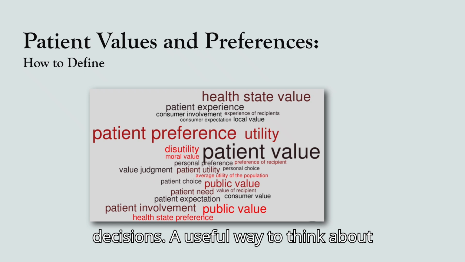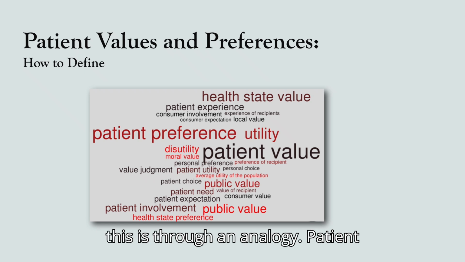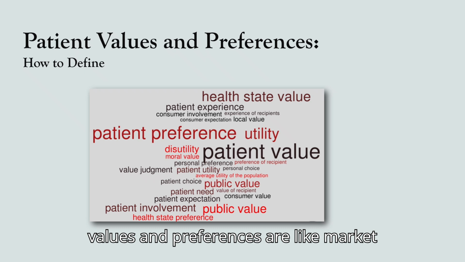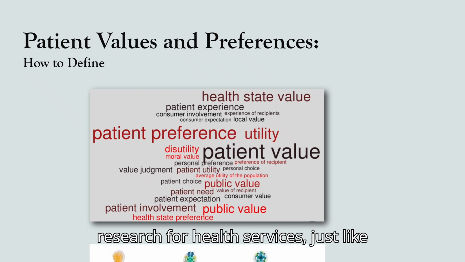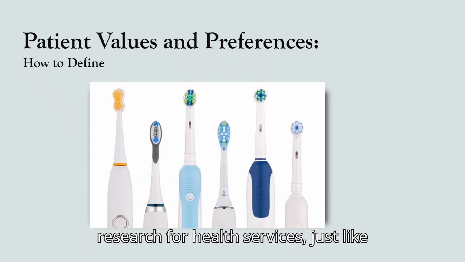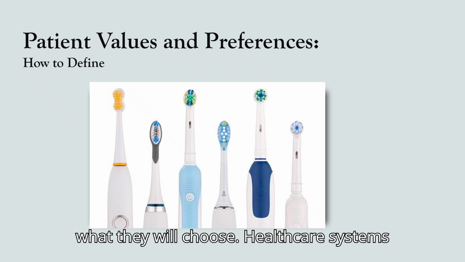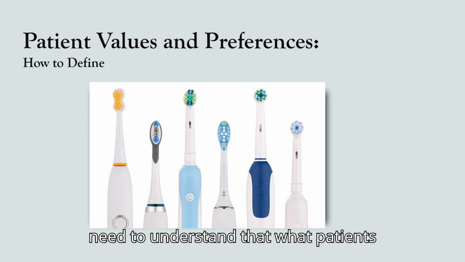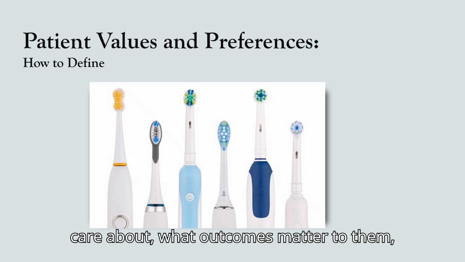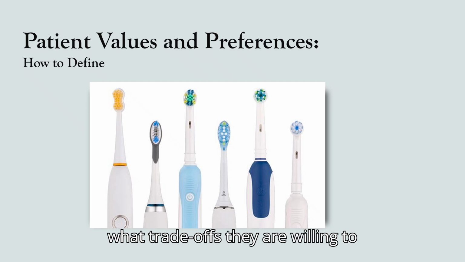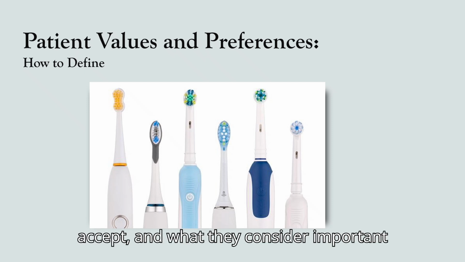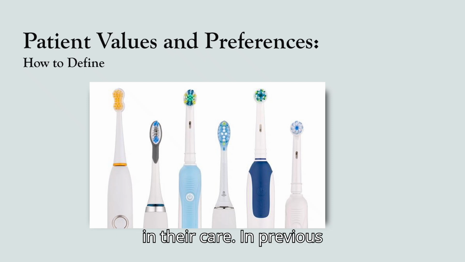A useful way to think about this is through an analogy. Patient values and preferences are like market research for health services. Just like companies want to understand what customers want, value, and expect, or what they will choose, healthcare systems need to understand what patients care about, what outcomes matter to them, what trade-offs they are willing to accept, and what they consider important in their care.